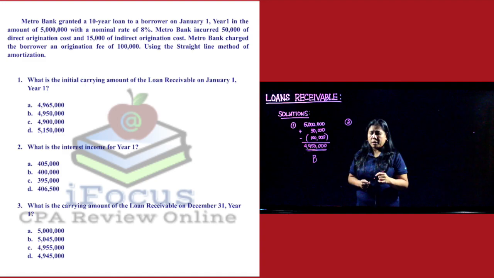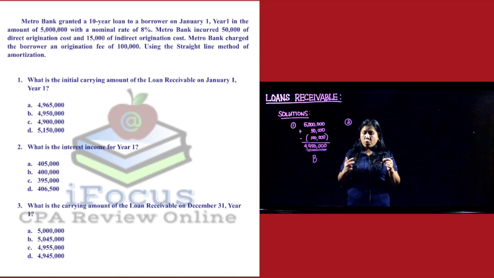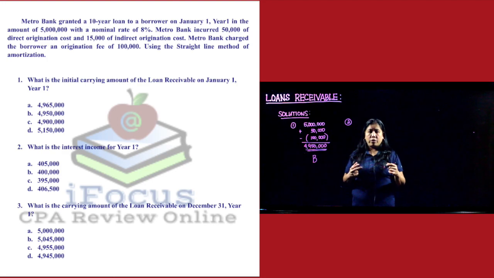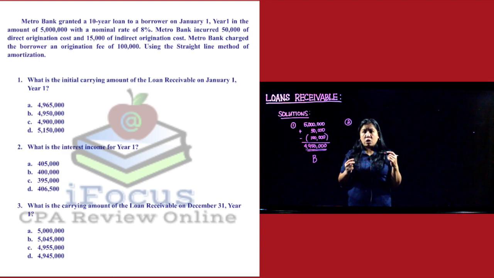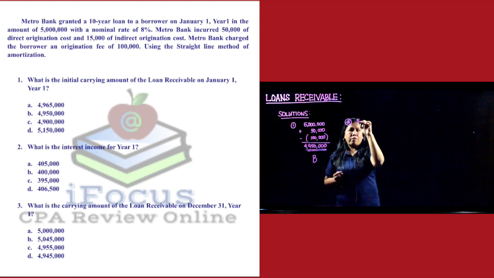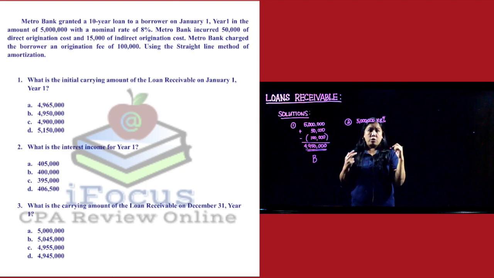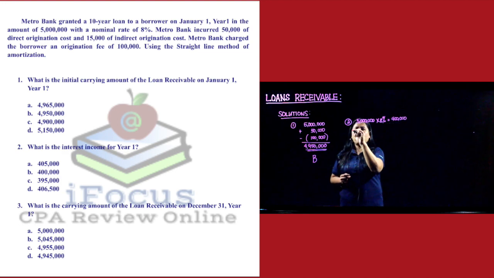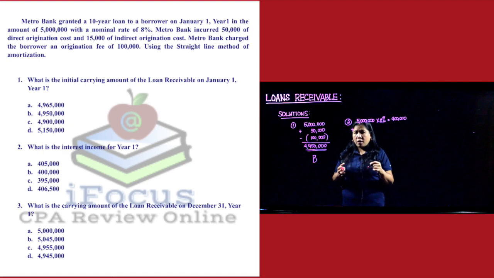The number two requirement on this problem is: what is the interest income for year one? For the interest income, we are going to start with the interest income received by the bank. On this problem, the interest income received is calculated from the principal of 5 million multiplied by the 8%, which is the nominal rate. So this is equal to 400,000. Then we will add our amortization of the discount.